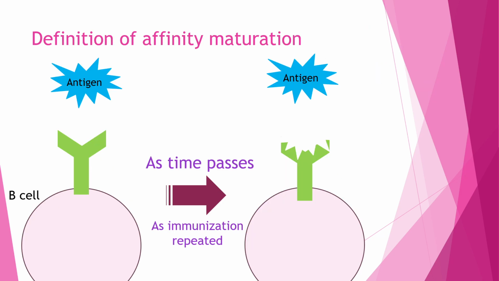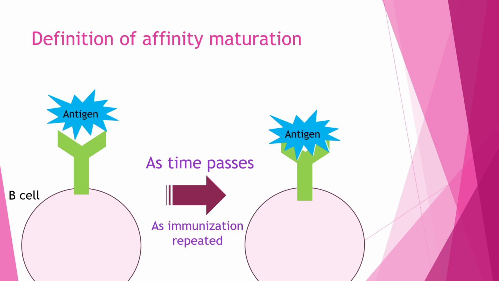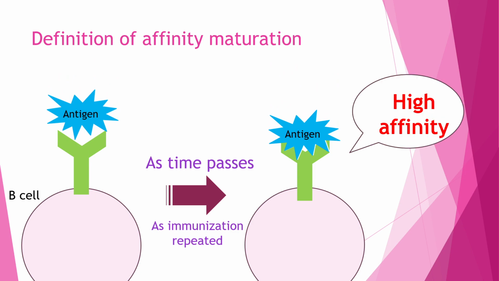Definition: affinity maturation is a phenomenon in which antibodies that bind more easily to antigens, that is, antibodies with higher antigen affinity, are produced as time passes after immunization or as immunization is repeated over and over.